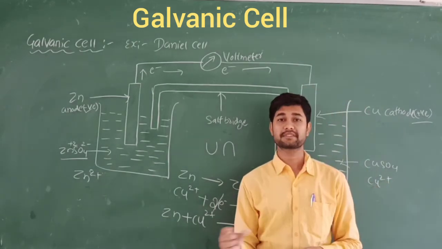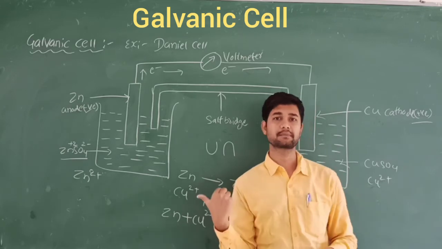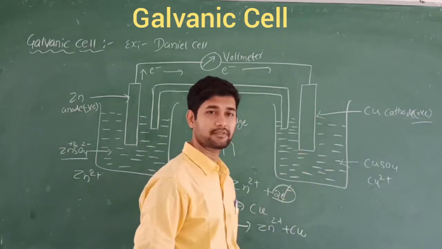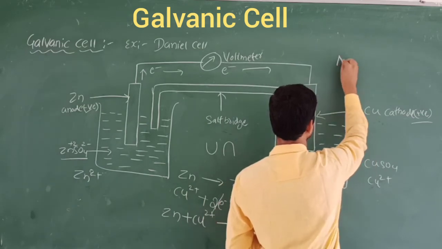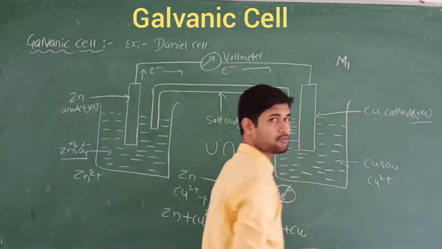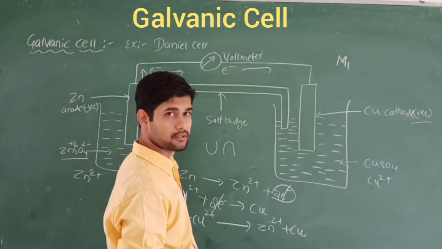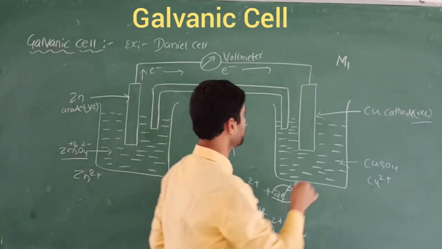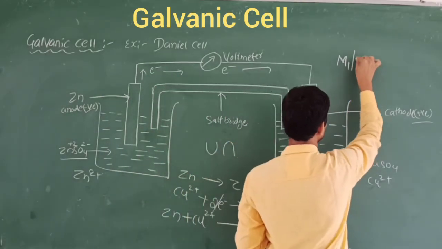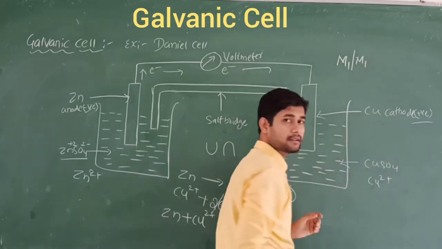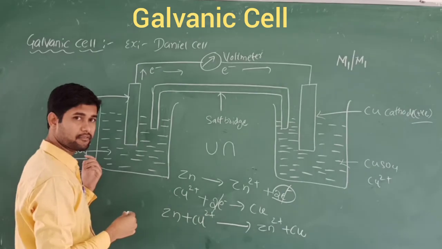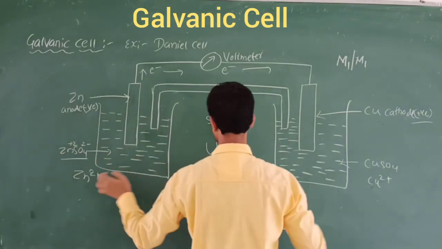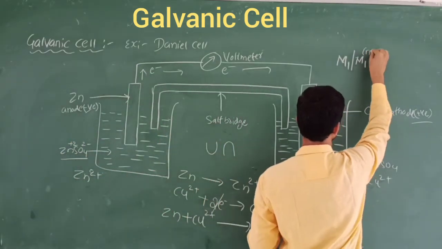In order to represent the cell using these symbols, let's write the representation of the cell. First I should write M1. M1 means the metal, that is the rod, so this is the zinc rod. M1 is dissolved in its own solution, zinc sulfate, which I write in the oxidation state manner, that is M1 n+.